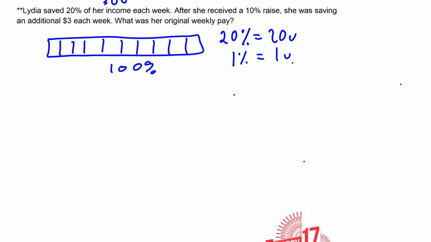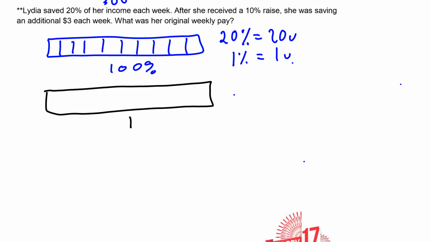All right, so now she's received the raise. She's making 10% more. She's not saving anymore. She's still saving her 20%, but she's making 10% more. So that means that her money that's coming in isn't 100% anymore. It's now changed. It's changed to 110%. We also know that 10% raise means that she was saving 20% and making $3 more. So let's see if we can figure this out here.